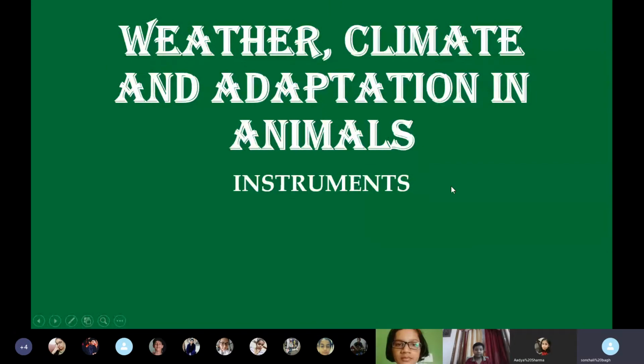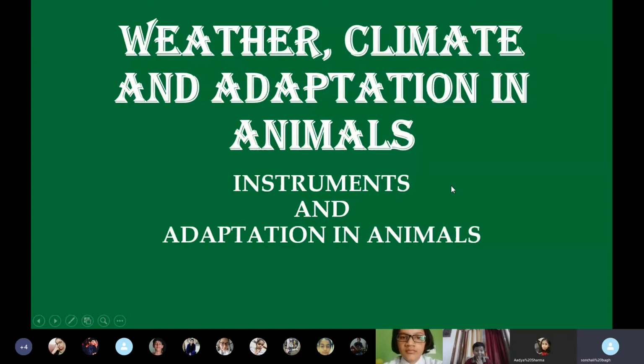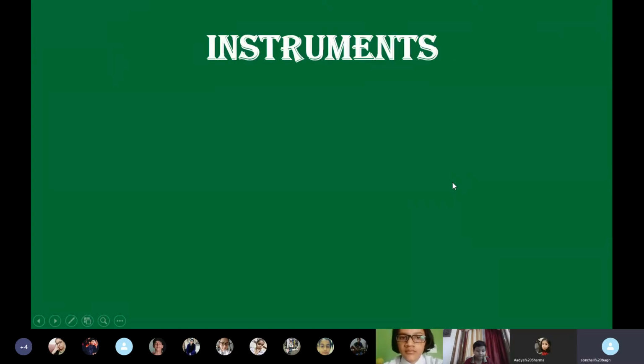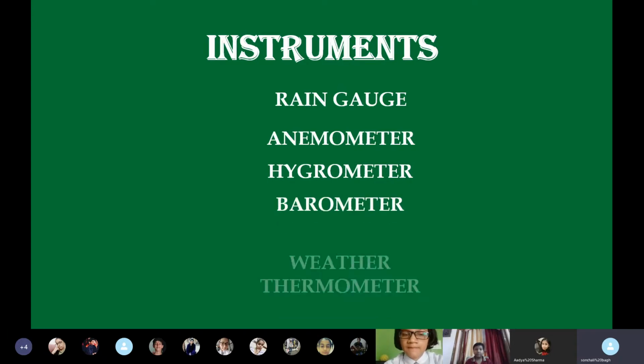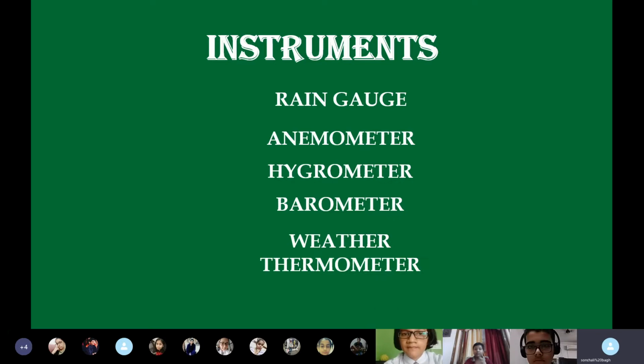The first topic we will read is instruments. The second we will read is adaptation in animals. In instruments we are going to learn the rain gauge, anemometer, hygrometer, barometer, and lastly the weather thermometer.